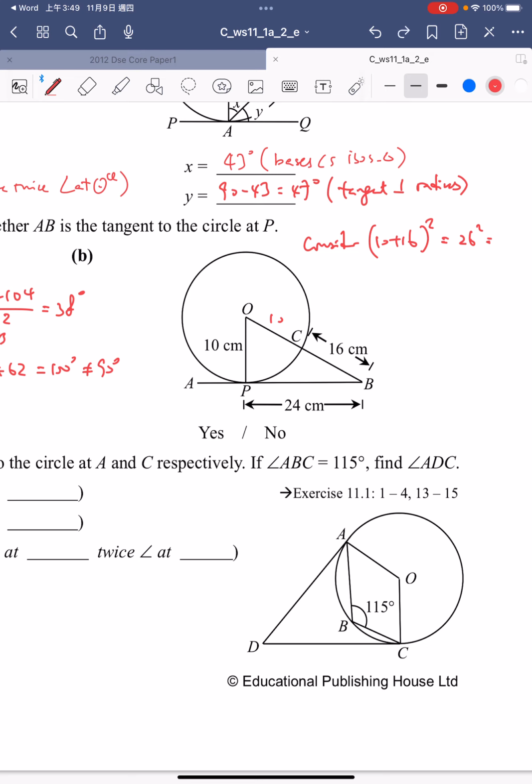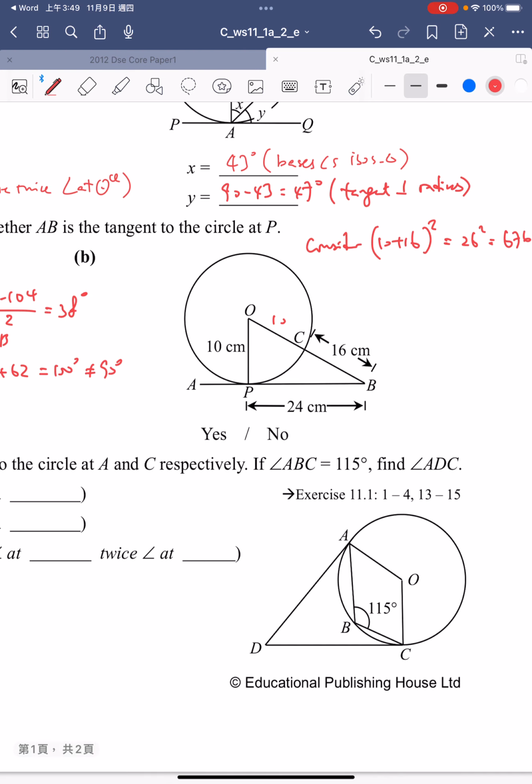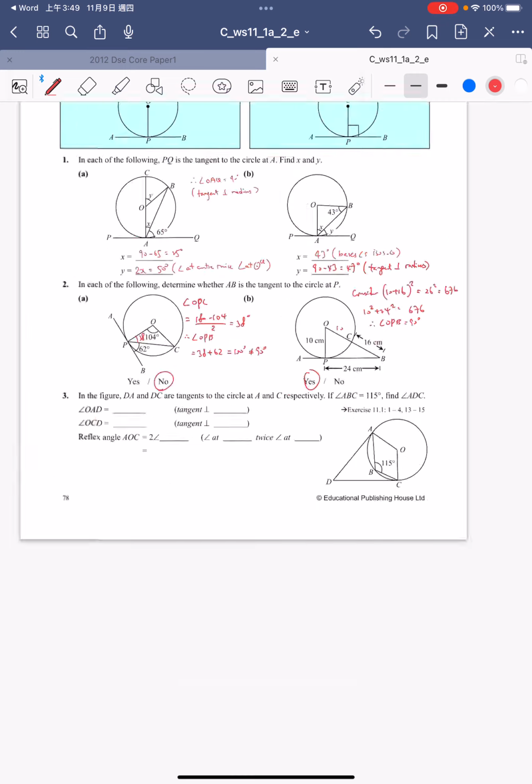26 squared giving you what? 26 squared gives you 676. We still consider 10 squared plus 24 squared, which gives you the same thing. Yes, it's equal to 676. So the angle OPB is equal to 90 degrees. So yes, that's the tangent.